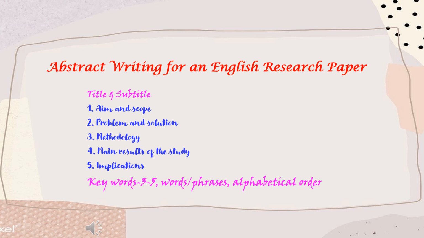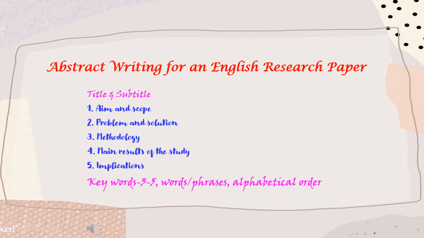This is my style of writing an abstract. Write 1 or 2 or 3 sentences about each element so that it's going to be around 150 to 250 words. I divided my abstract into 5 elements: aim and scope, problem and solution, methodology, main results, implications.